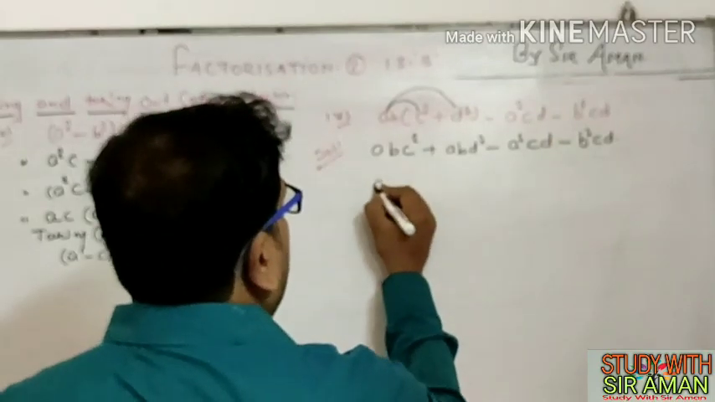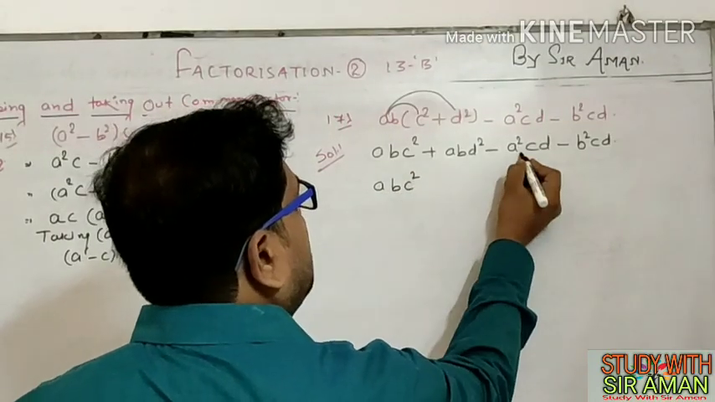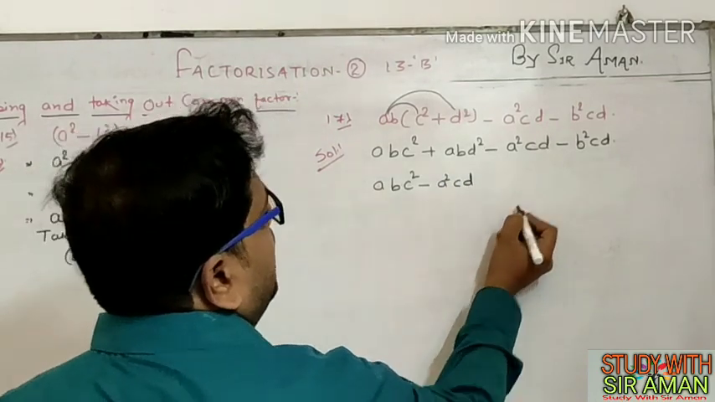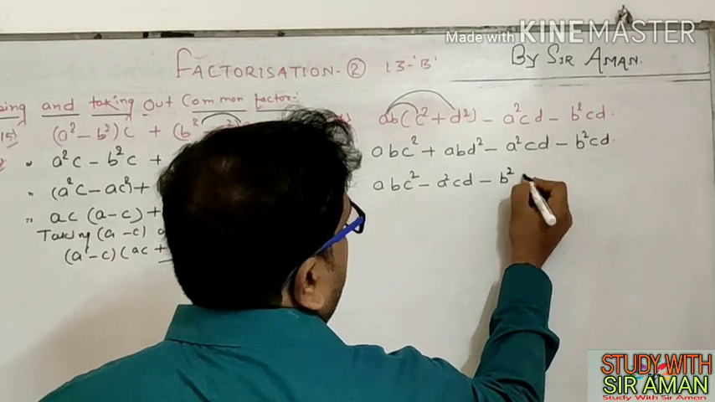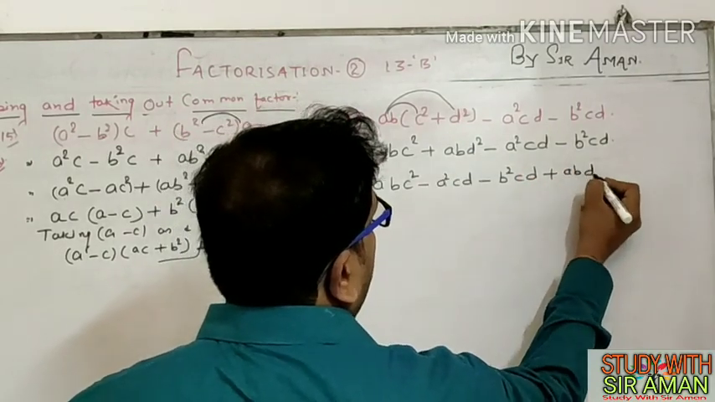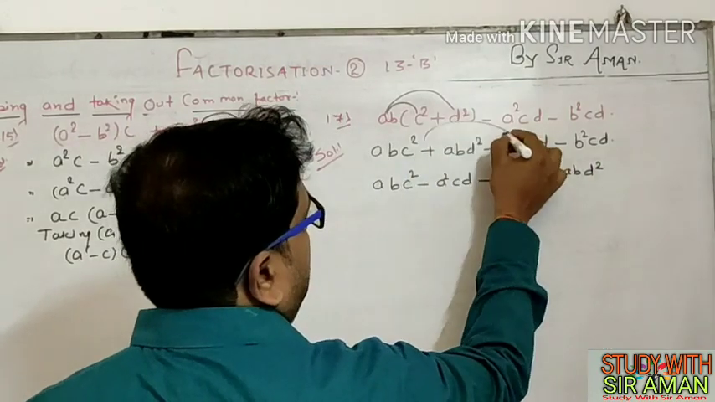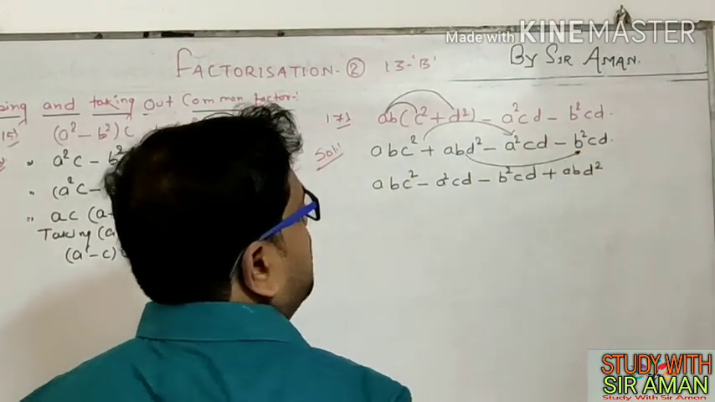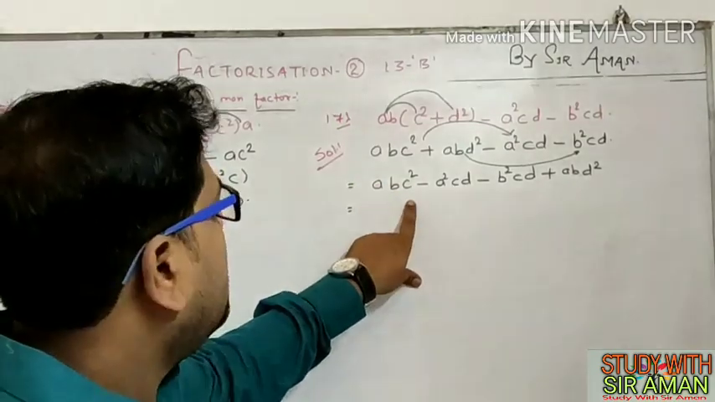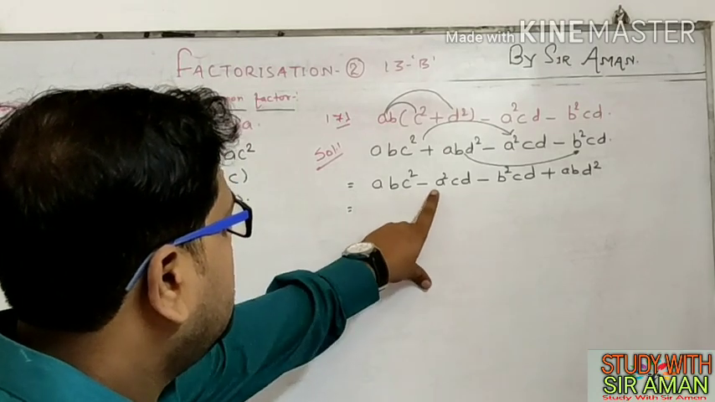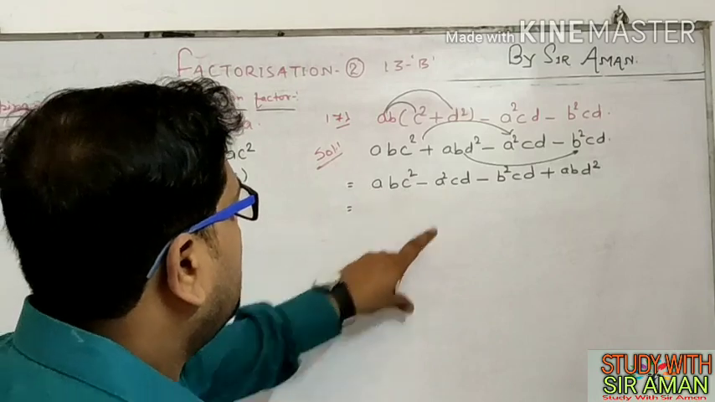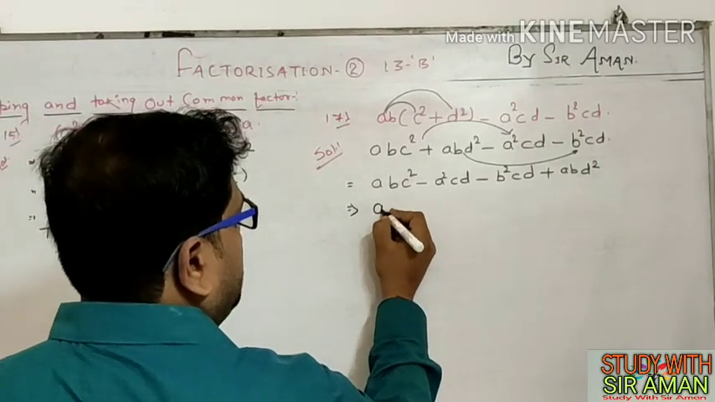Let us try. abc², bring it here, minus a²cd. Okay, now what is left? Minus b²cd, plus it is also left abd². Clear? Why have we done it like this? Now we will check whether anything is common here. Here is a, here is a. Check only in these two terms. What is common? a. We can write here a is common.